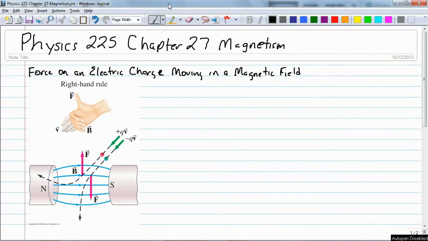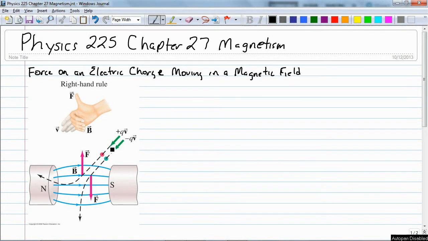We can also look at a charge and correlate it or make it similar to a current. But the charge is just a current flow of one, and if it's moving, then we can simulate it or use it just like a current. And so the charge is going to have the same kind of effect.